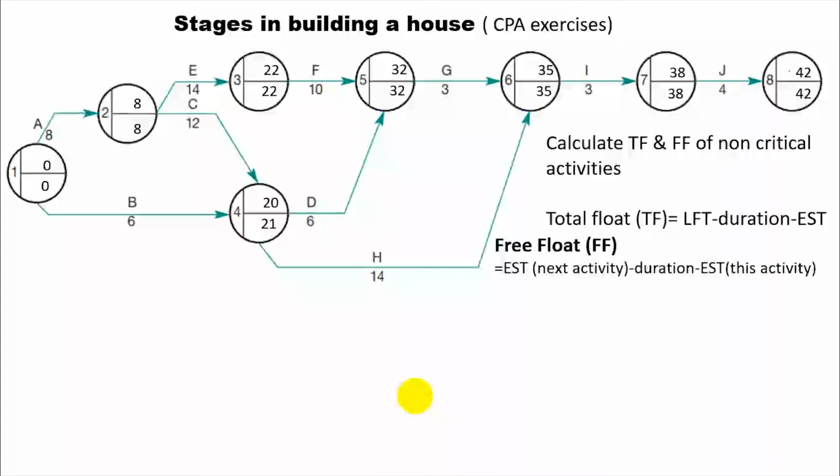Right, in the previous slide, you already learned how to calculate total floats and free floats. So let's continue with calculating all those total floats and free floats, which are for activities B, C, D, and H.